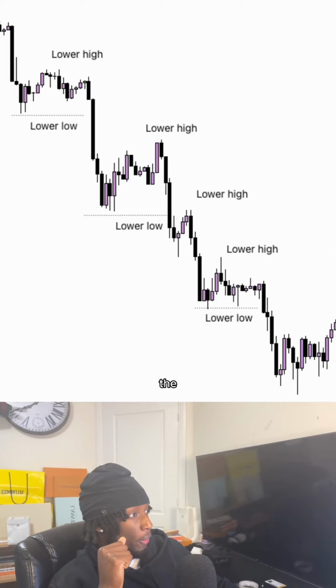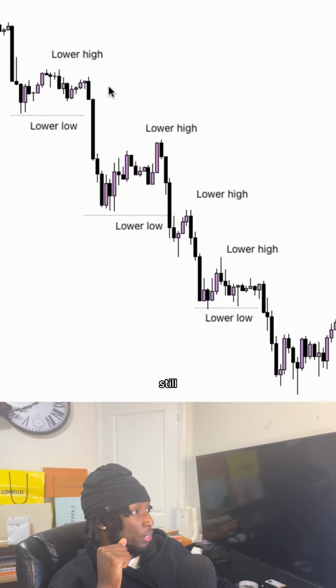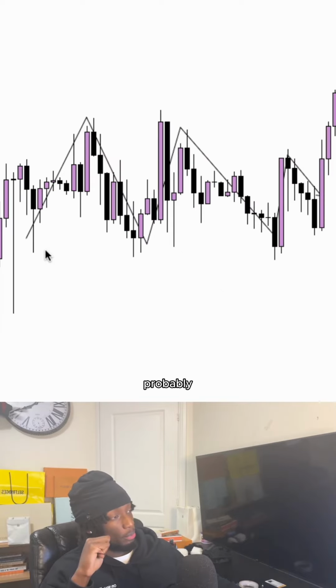A downtrend on the opposite hand would look like this, where we're forming lower lows and breaking lower structure here, here, and here, and we're still forming highs which are lower than the previous high. So this high is lower than this high, which is lower than this high, and this high is lower than this high. And the consolidation is probably the easiest to identify out of all three of them, because we're not forming any new highs or any new lows, rather we're just going sideways like this.